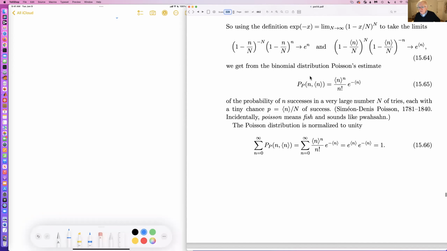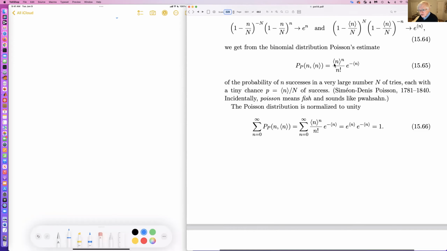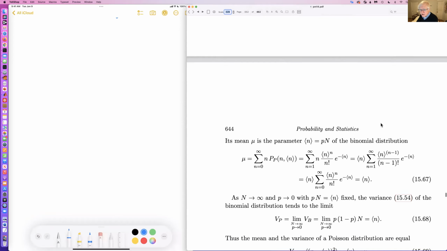And so then you have Poisson's distribution, which is the probability of n successes if the average number of successes is n average: n average to the n over n factorial e to the minus n average. And you can see that if you sum this from n equals 0 to infinity, the sum of these just gives you e to the plus average value of n. And so the thing is normalized to unity.